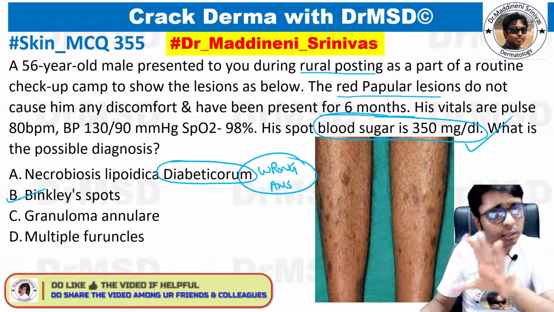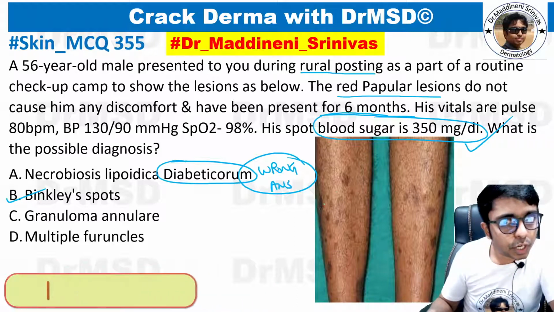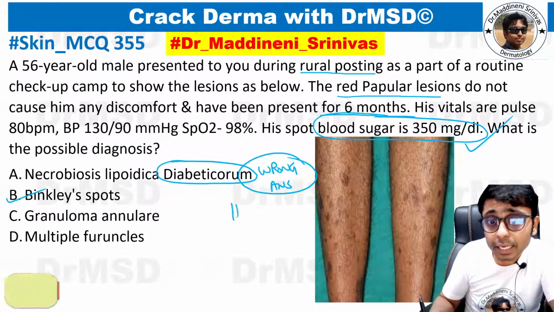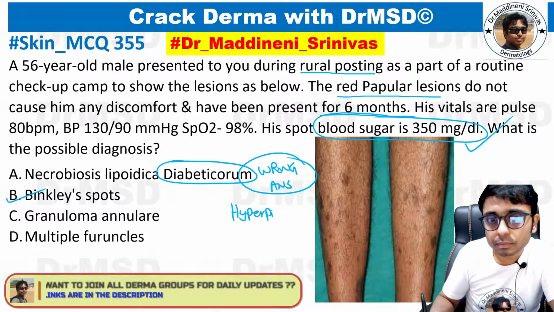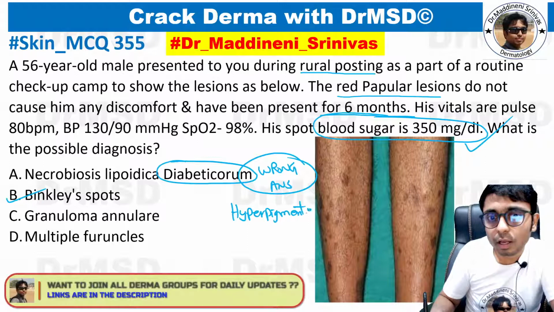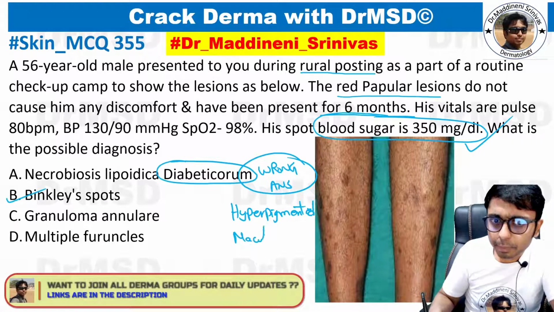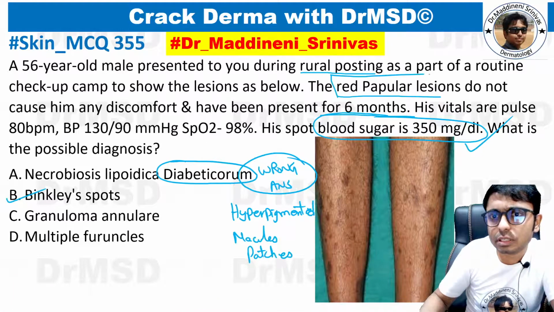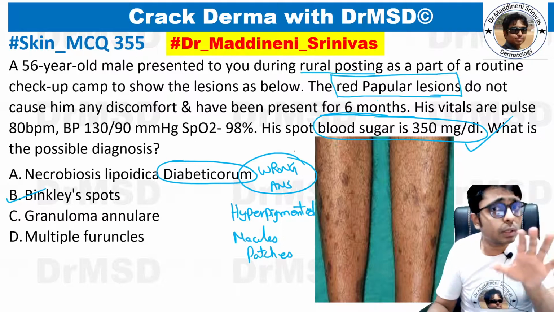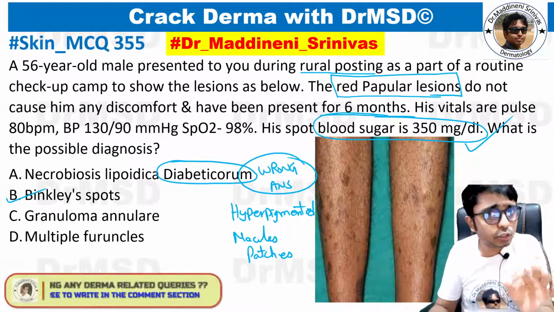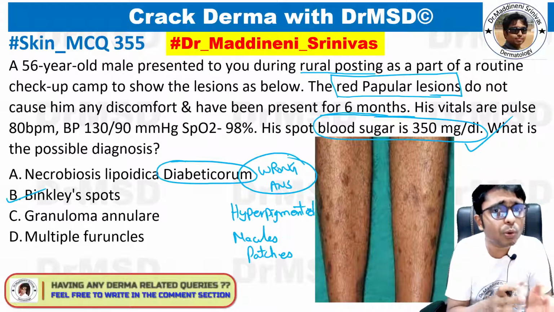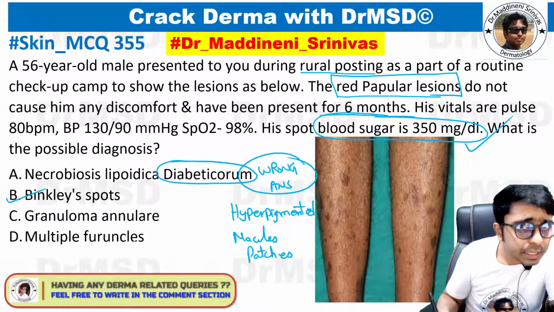If you look at this picture, the image is showing you some black, that is hyperpigmented macules, and also there are some patches, and it was mentioned that there were initially some slightly raised papular lesions. So with this history and the clinical features, you should answer Binkley spots. Okay, so I will try to tell you why it is not option D.